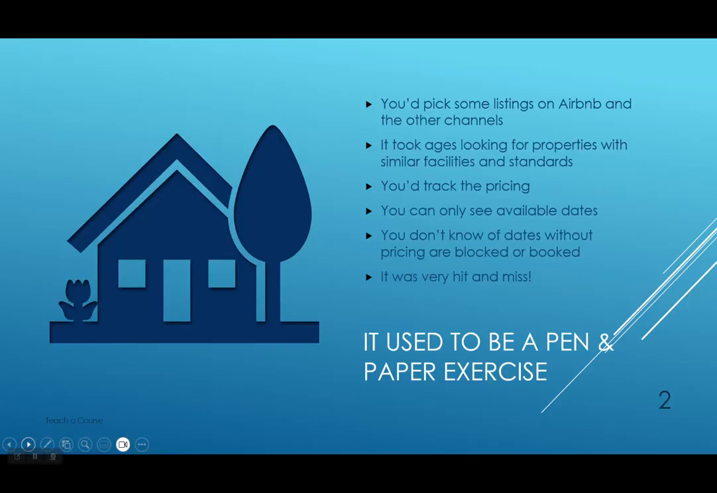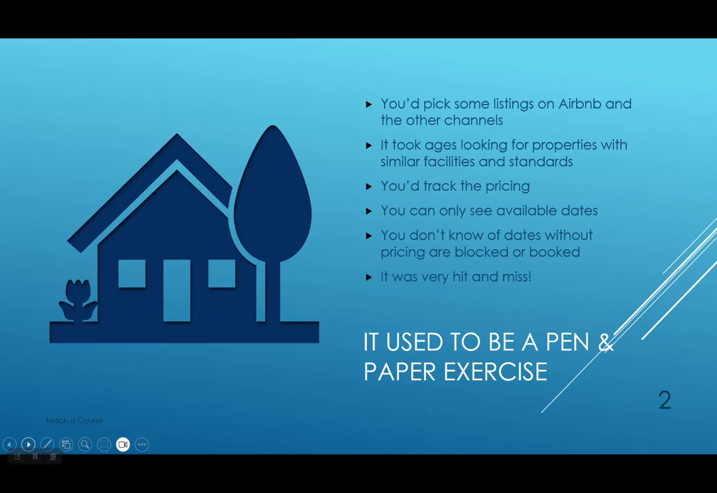So in the olden days, before AirDNA, pricing research was very much a pen and paper exercise. Typically, you would try and pick some listings that were a bit like yours on Airbnb and some of the other channels. You'd search through loads of properties trying to find ones with similar facilities and standards to yours. And then you'd have a look at pricing for various weeks.